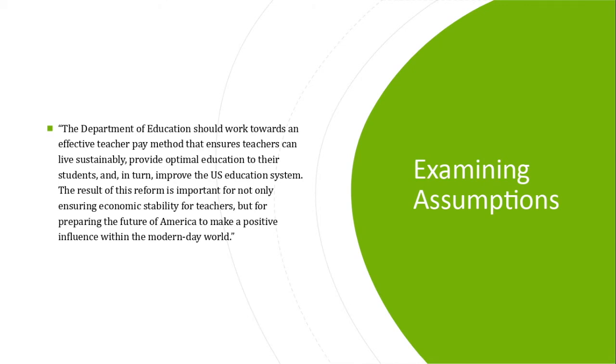So if I were trying to do that with this example, I would take it apart piece by piece and say, okay, the Department of Education should work toward an effective teacher pay method. Well, what assumptions are embedded in that beginning statement? The big one that I see there is that the Department of Education is the who that should take action. And maybe some people would argue that it shouldn't be action on a national level. It should be on a state level or more of a local level to make sure teachers are paid well.